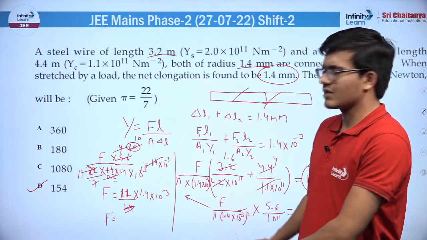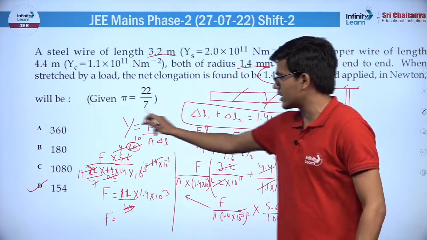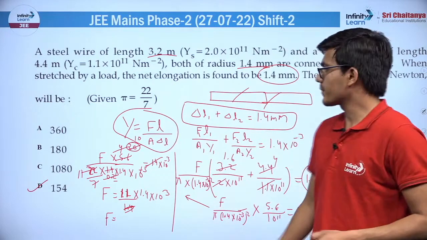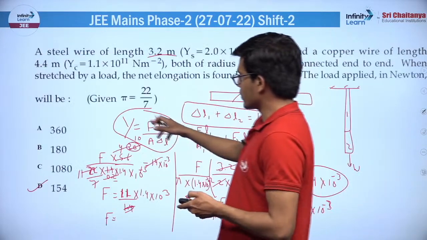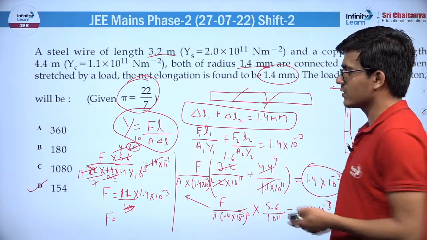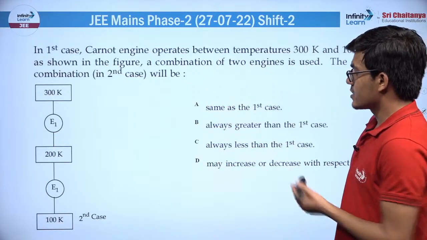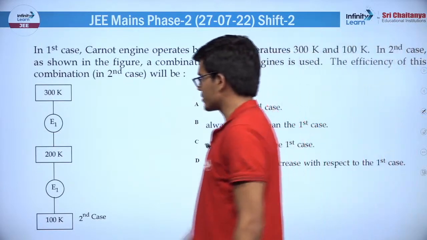So this is just a completely calculation-based question. This was important and this was important, okay. And obviously in the question pi equal to 22 by 7 was given to make the calculation simple like this, 1.4 was getting cancelled.